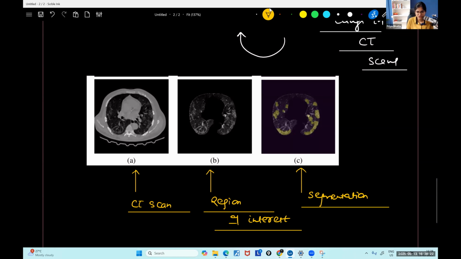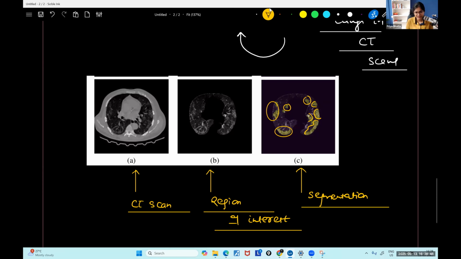Can you see this yellow portion? This one, this one. This is the portion which is detected by our model, not by doctors. It's by our model, which we have trained on the actual patient's data. So here you can see that our model is easily able to identify where the inflamed region is inside the patient's lung.